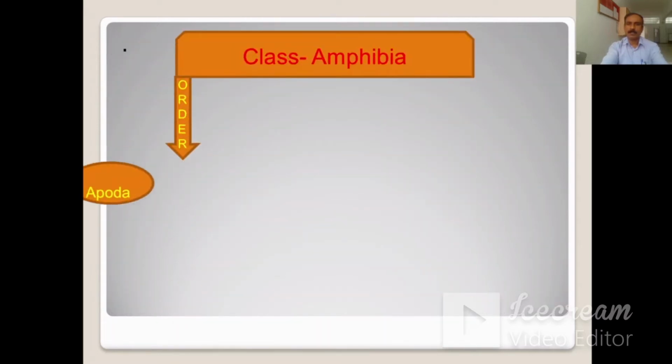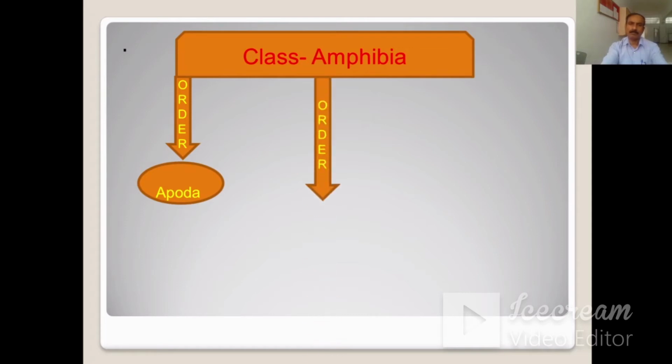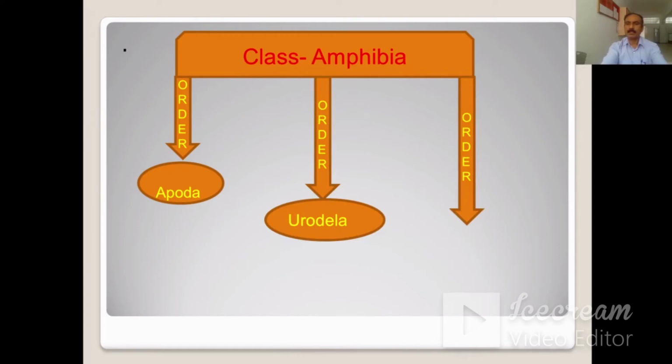This is about the classification of the Amphibia. Class Amphibia is divided into three orders. Number 1, order Apoda. The second order is Urodela, and the third one is the Anura.